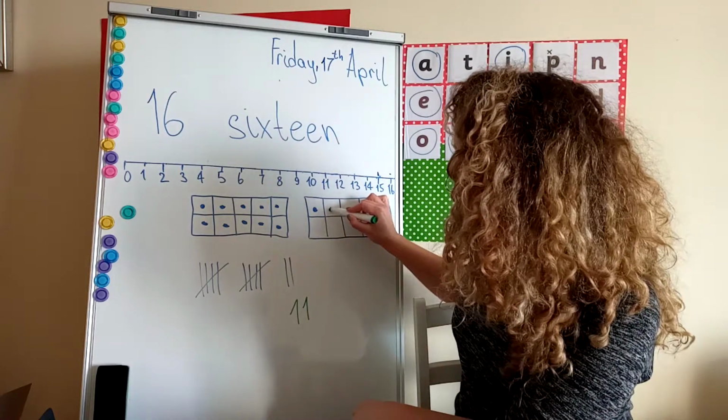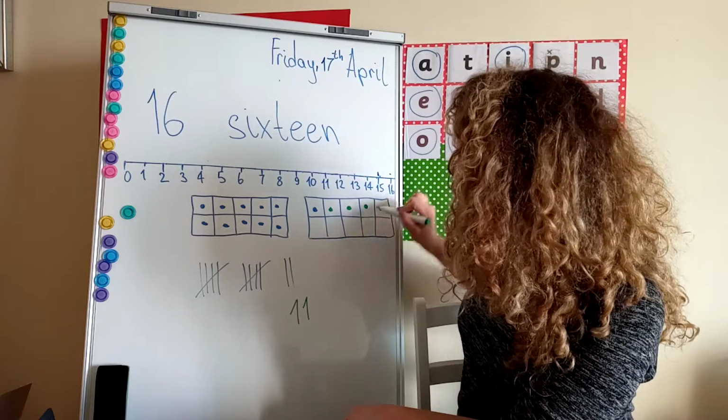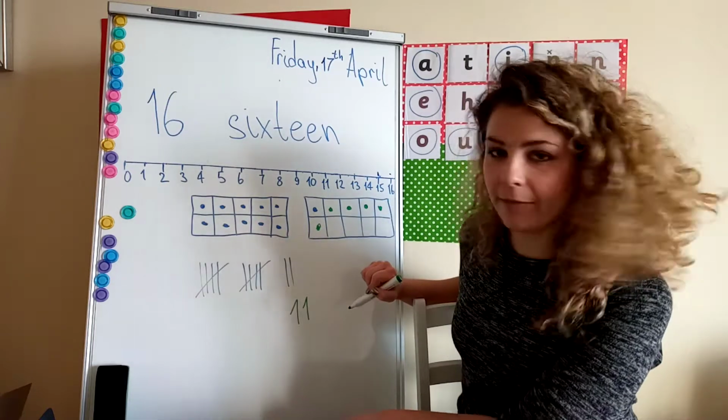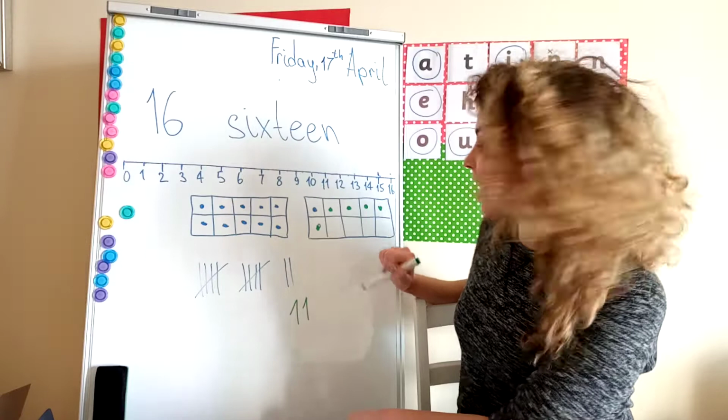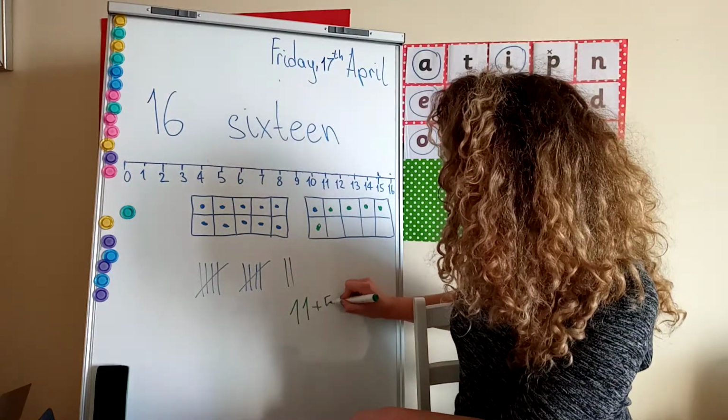Okay? So I'm now going to add these. Okay. So let's see how many I added. 1, 2, 3, 4, 5. So I have 11 plus 5.